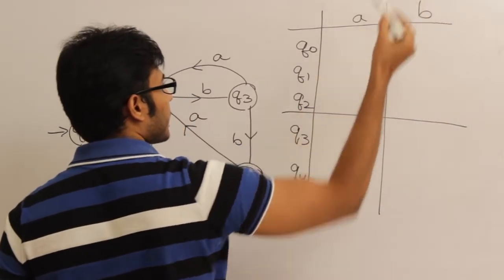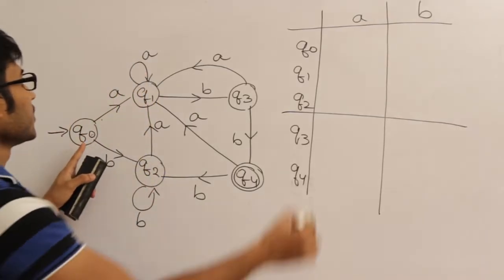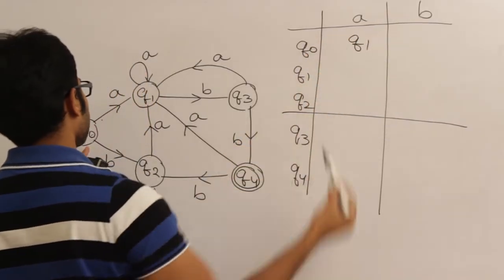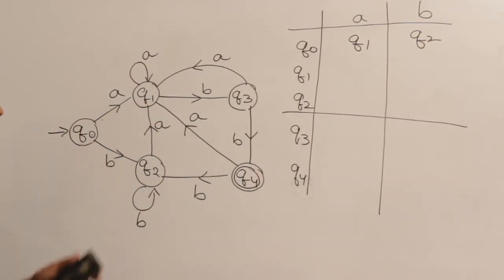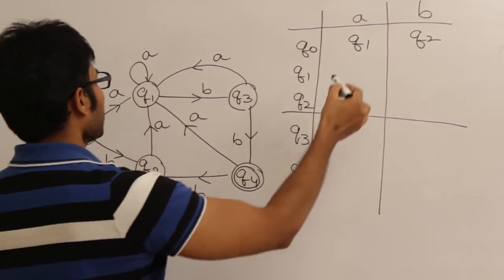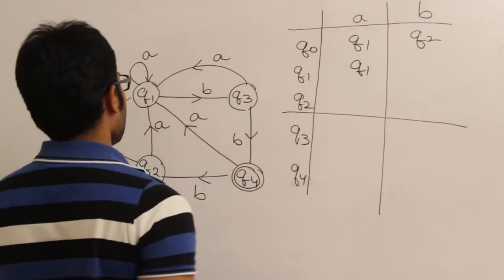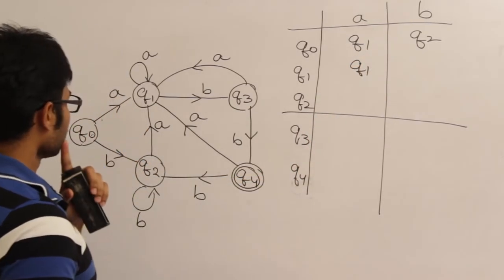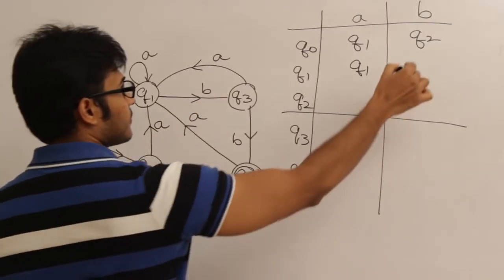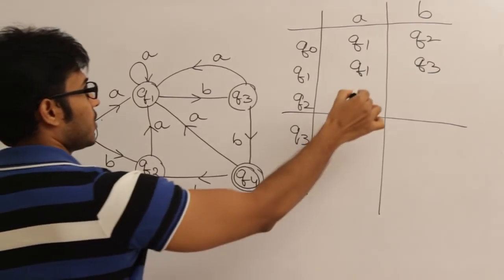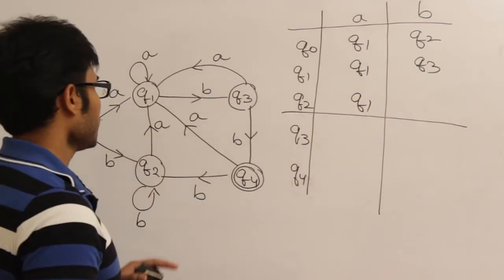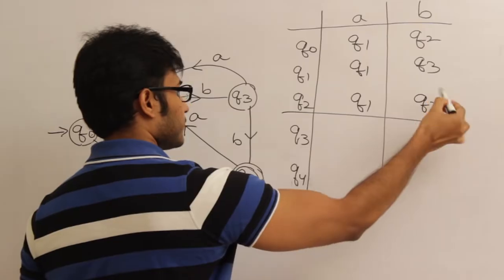A, B. Q0 on A is going to Q1 and Q0 on B is going to Q2. You can let us see the diagram. And Q1 on A is going to Q1 and Q1 on B is going to Q3. And Q2 on A is going to Q1 and Q2 on B is going to Q2.